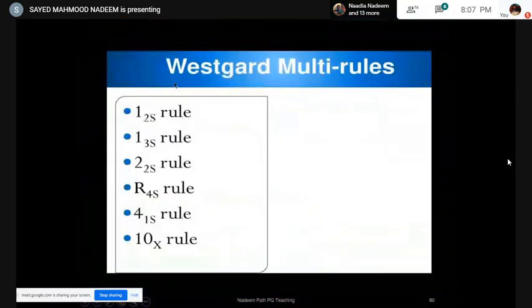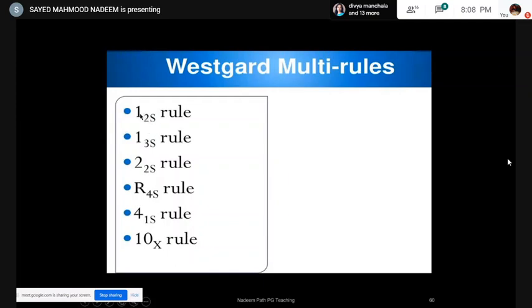So these are the 6 Westgard rules: 1 2s, 1 3s, 2 2s, R 4s, which is also called the reciprocate 4s, 4 1s, 10x. One thing which you need to understand is the prefix 1 stands for the numerical value of the control which is deviating. If one point is deviating, it is 1 2s. 2s means what standard deviation it is crossing, which boundary it is crossing.